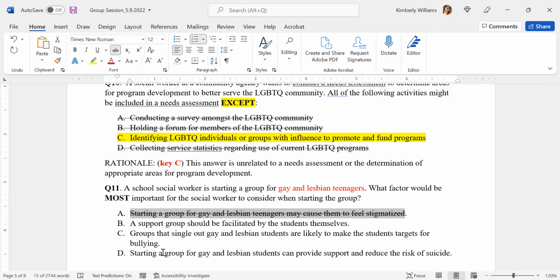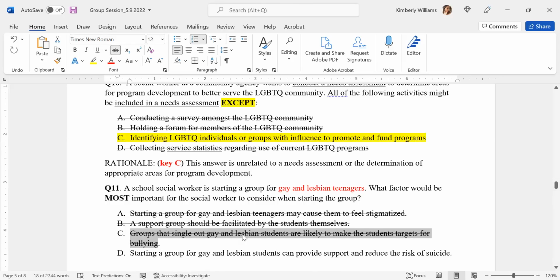Cause a scratch. Say scratch. Okay. Groups that single out gay and lesbian students are likely to make the students targets for bullying. Is that something we need to consider? Scratch. There's only one left. I sure hope y'all with it, on the looks of it. Right?